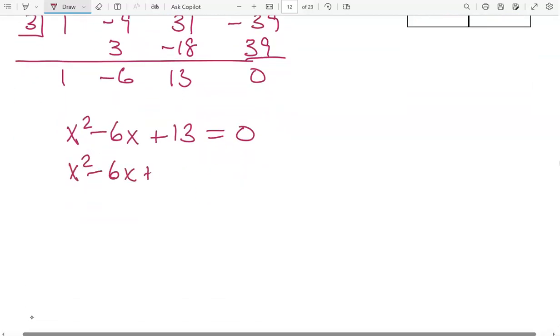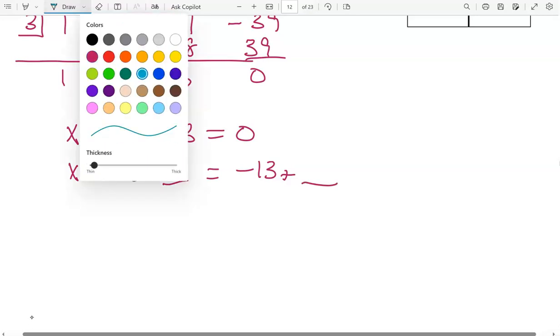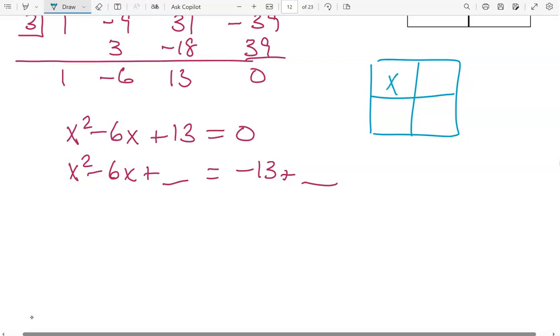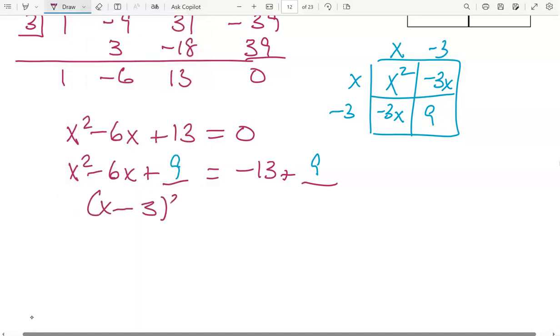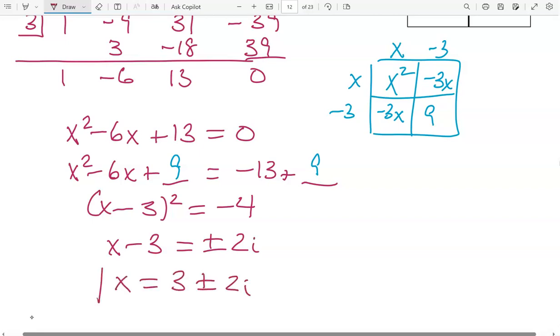And then completing the square, I'm going to put a blank on both sides and draw a picture for completing the square. We get x squared, and dividing that middle term into 2 equal pieces, minus 3x and minus 3x. That suggests factors of x minus 3 and x minus 3. Negative 3 times negative 3 is positive 9, completes the square. The trinomial can be re-expressed as x minus 3 squared, and negative 13 plus 9 is negative 4. Taking the square root, x minus 3 is positive or negative 2i, so x is 3 plus or minus 2i.